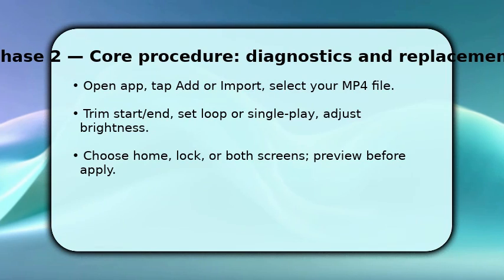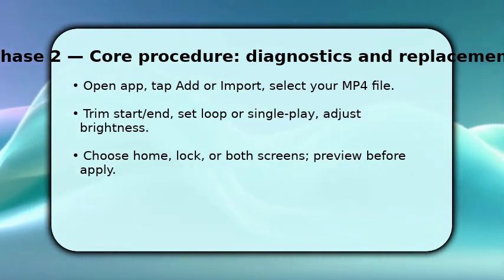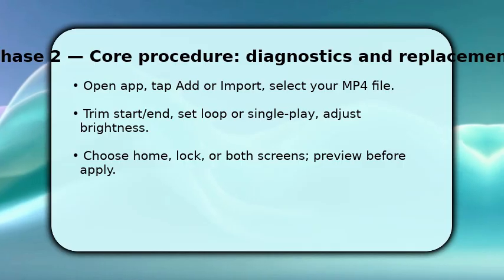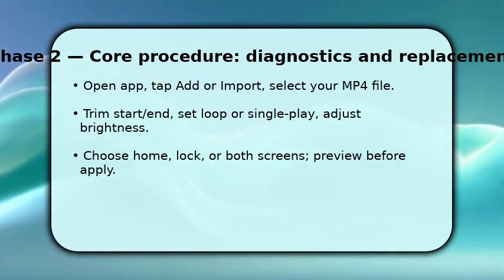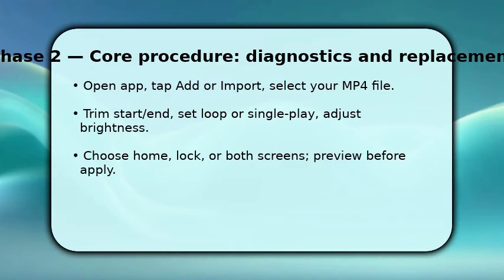You now import and configure. In the app, tap Add or Import and pick your MP4, then trim any awkward lead-in so the loop feels seamless. Once done, set loop options and playback behavior: loop for continuous motion, single play for subtle effect, and adjust brightness or scaling so icons remain visible.